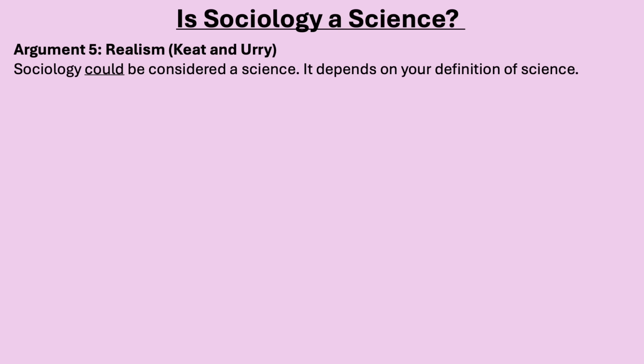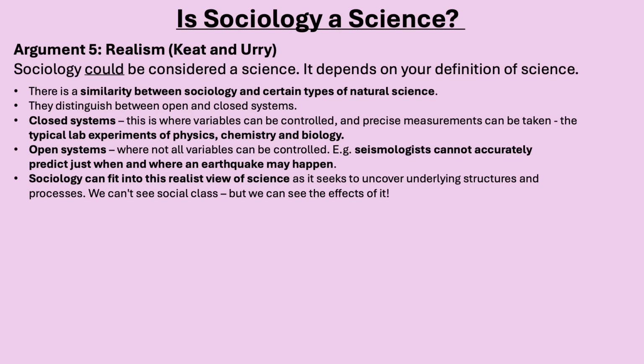Number 5, we have realism with Keat and Urry. Sociology could be considered a science, yet it depends on how you define a science. There is a similarity between sociology and certain types of natural science. They distinguish between open and closed systems. Closed systems is where variables can be controlled and precise measurements can be taken, which is your typical lab experiments of physics, chemistry, biology, etc. Whereas open systems are where not all variables can be controlled.